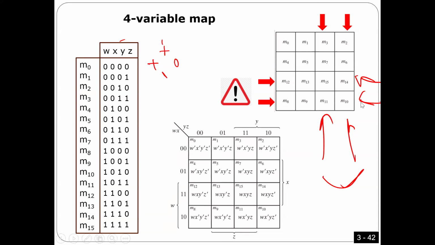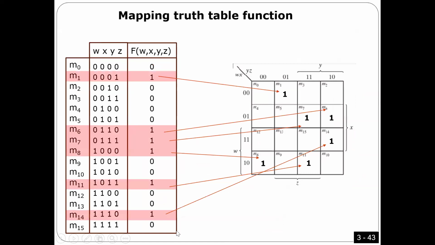Okay. Why is this important? Because of the next slide here. If I give you a function like this one, similar to what we did before, number one, you have to map the truth table to the map. Number two, you have to make groups similar to what we did before. Okay. So let's start. How can you map it here? That's easy. You can look for the ones here. So we have ones in M1, M6, M7, M8, M11, M14. So in these locations, 1, 6, 7, 8, 11, 14, I'm going to put ones. That's it.